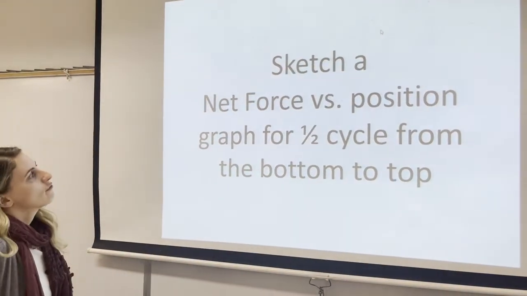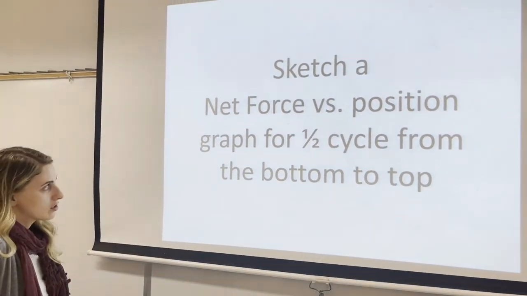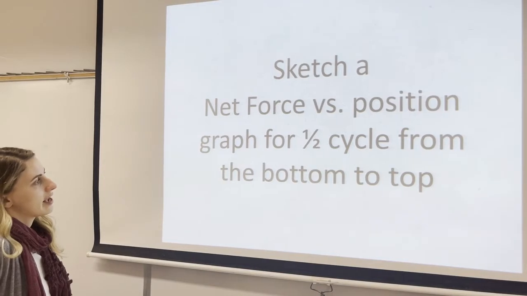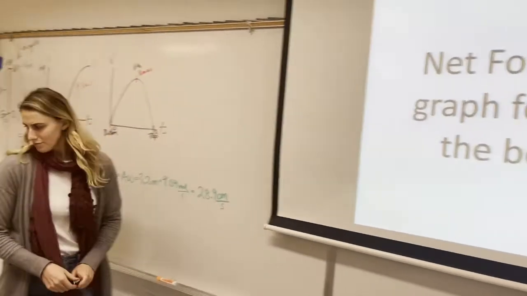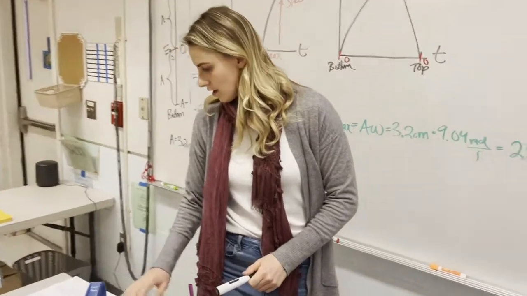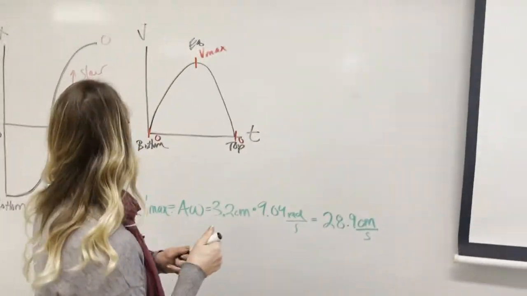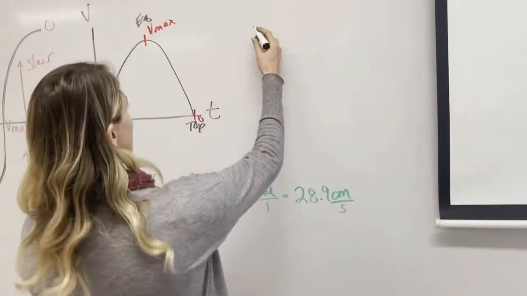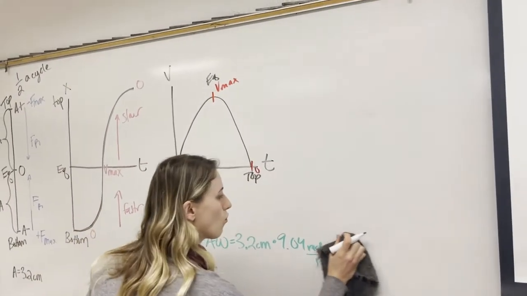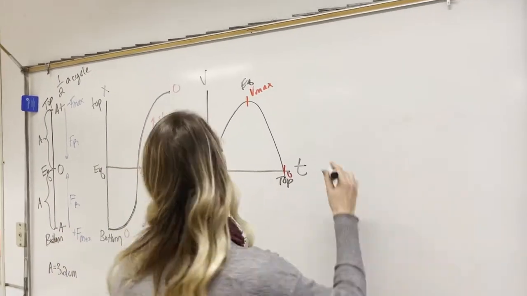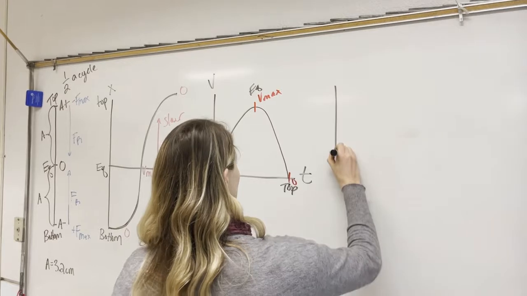Sketch a net force versus position graph for half a cycle from bottom to top. What does that look like on your cheat sheet? For this one, we did the whole thing. It looks something like this. I think you can erase that green stuff, it might get in the way. You guys have that written down? We're writing everything down in your notes as we go along, right?